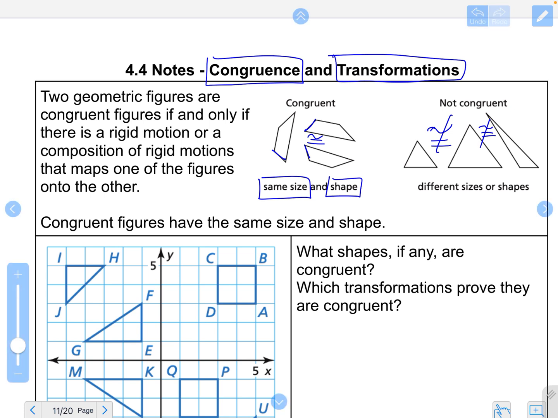So one way for us to tell if shapes are congruent is to figure out which rigid motions map them onto each other. Again, two geometric figures are congruent figures if and only if there is a rigid motion or a composition of rigid motions that maps one onto the other. So what we're going to do for this lesson is use all of our transformation rules that we know so far, translations, reflections, and rotations, and see if we can find a rule that maps them onto each other, which proves that they are congruent.